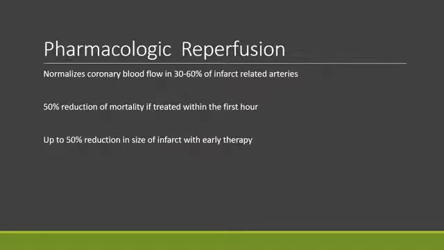Now, that reperfusion will help normalize coronary blood flow in about 30 to 60% of the infarct-related arteries. And you'll see a 50% reduction of mortality if they can be identified and treated within the first hour. So this is something that you certainly do not want to sit on, and it's especially important that you notify 911 and get help on the way as early as possible. And so we can see up to a 50% reduction in the size of the infarct as well with early therapy. So it does two things. It not only reestablishes blood flow early, which will help decrease the mortality, but also helps decrease the overall size of the infarcted tissue.